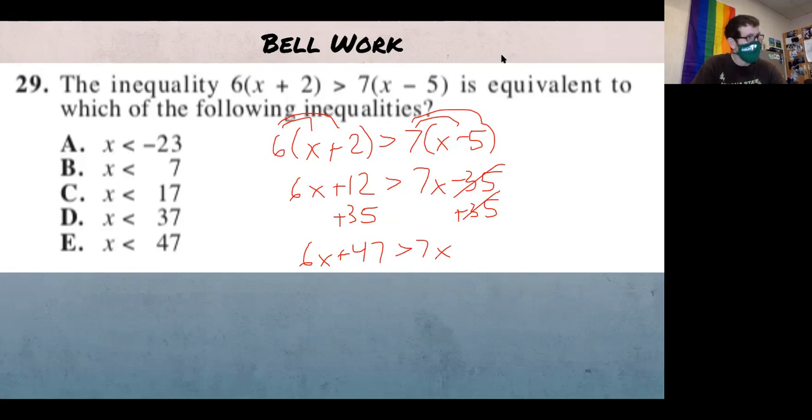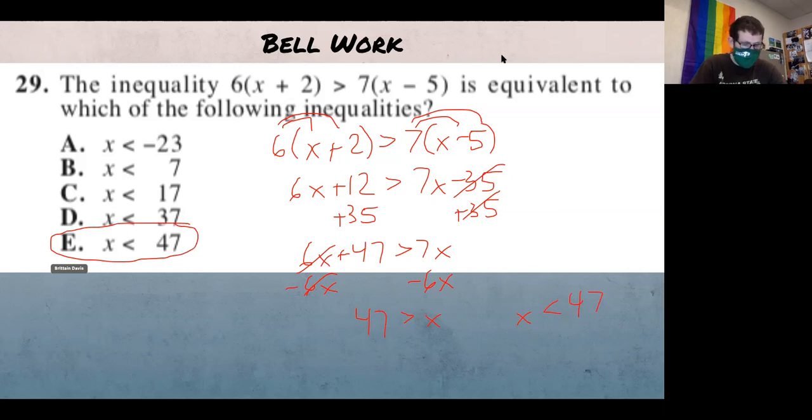So now I want to move my variable terms over to the other side. So I'll combine those on the right. I'm going to subtract the 6x from the left. And this happens to work out very nicely to where 47 is greater than x. Another way of writing that is just flipping it to say x is less than 47. And so that's going to look like our answer here for E.